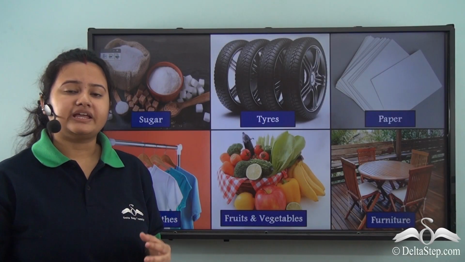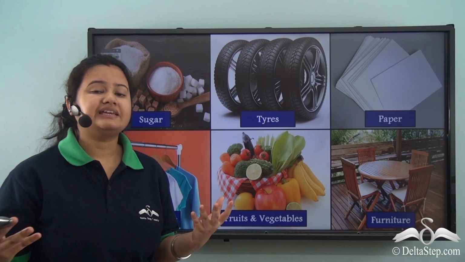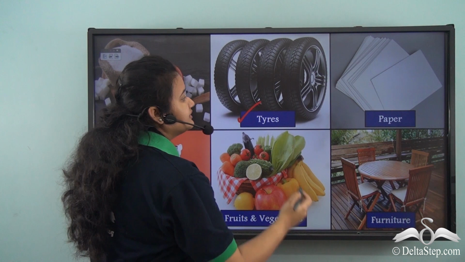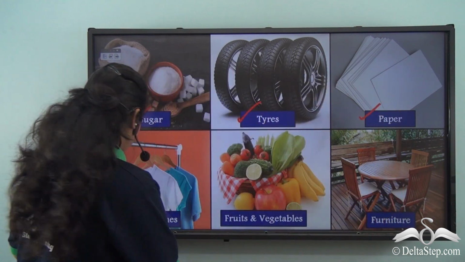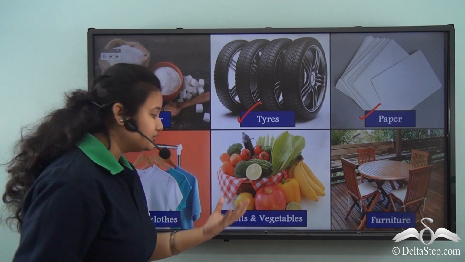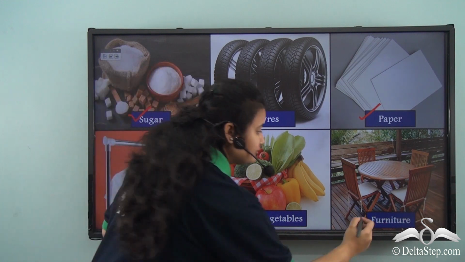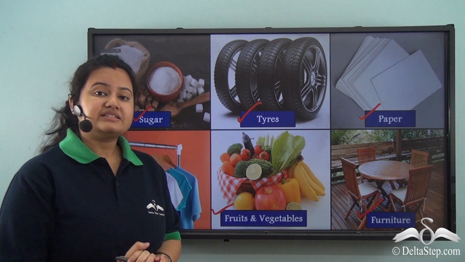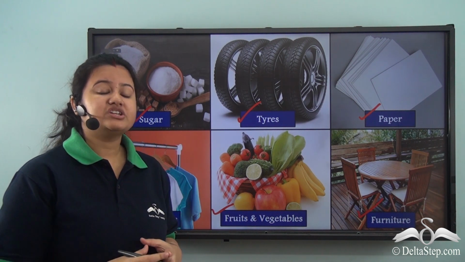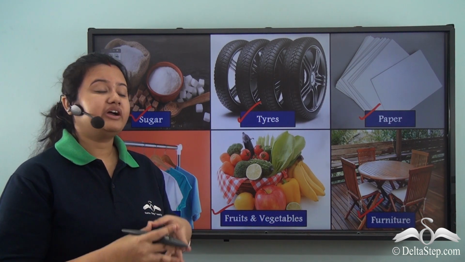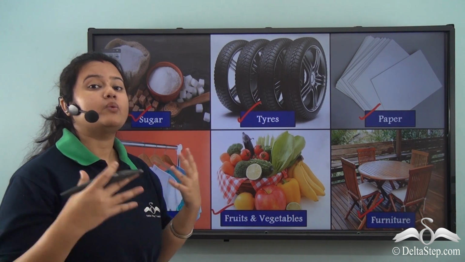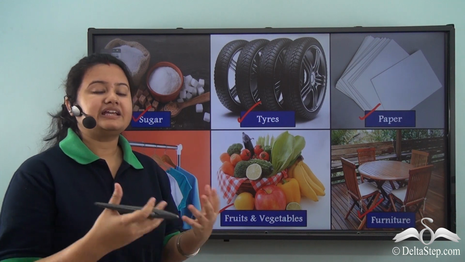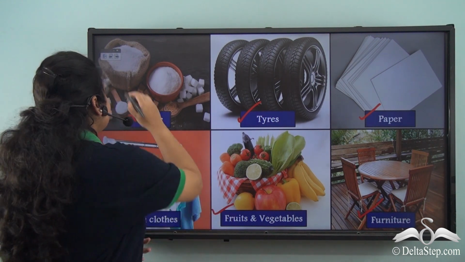Now, most of the things that we use or see in our daily lives like sugar, tires, paper, cotton clothes. In fact, the food we eat and the furniture that we use come from plants. So we can see that apart from oxygen and water, plants also provide us with a number of valuable items that we use, eat or see in our daily lives.